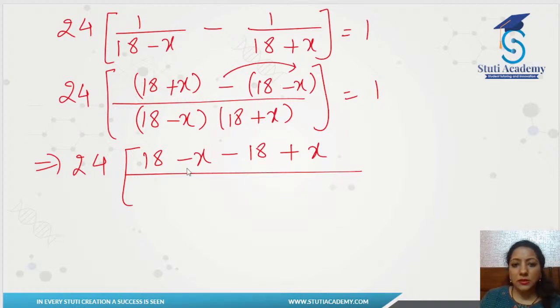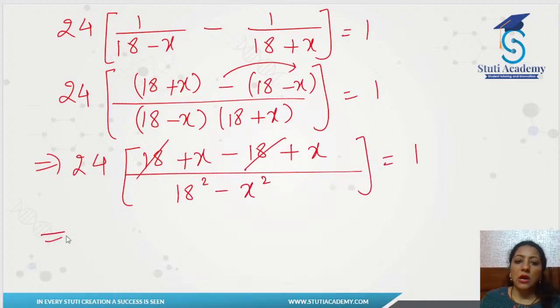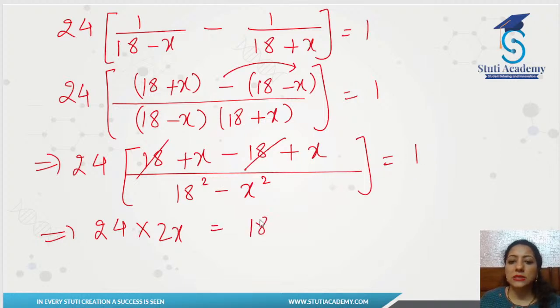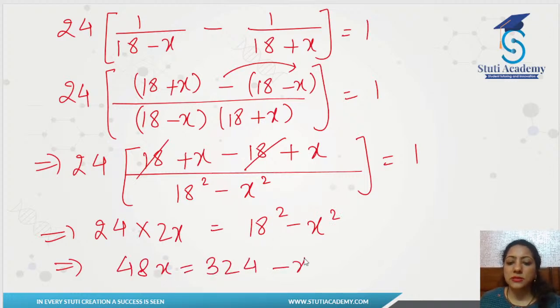Sorry, this would be plus. That is what I was wondering, how this is not cancelled. 18 plus, okay. So this is 18 plus x here, this is 18 minus x, and then we can cancel out these two 18s, and then the denominator we'll get 18 square minus x square. This is equal to 1. Now we have 24 into 2x. This x plus x will become 2x. 24 into 2x. This we are going to take on the right hand side. We'll multiply with 1. We'll get 18 square minus x square. This will become 48x. This is 324 minus x square.